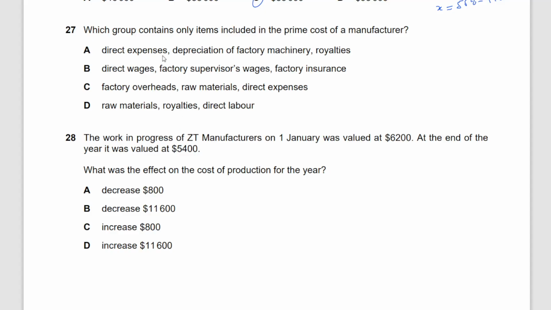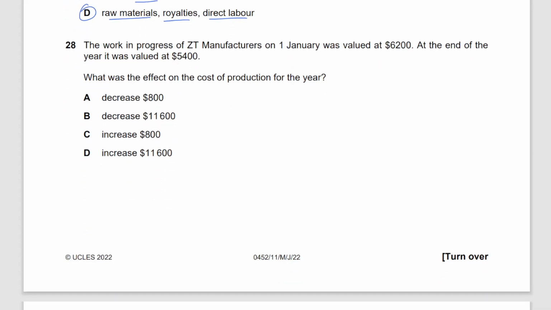Question 27. Which group contains only items included in prime cost? It's all the direct ones. Direct expenses, depreciation, no. So that's wrong. Direct wages, supervisor, that's indirect, no. Factory overheads, right away, no. Raw material, direct material. Royalties, direct expenses. Direct labor, yes. D is the right answer. Let's move on.